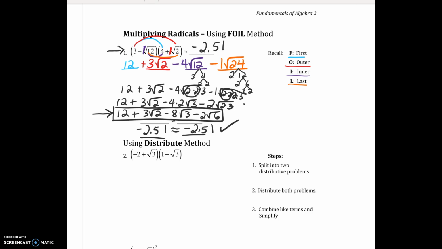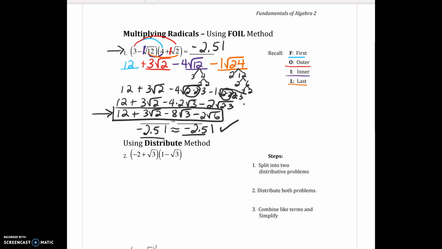We keep the 12. We keep the plus 3 square root 2. We take out a 2 from one of our circles, and we take out another 2 from one of our circles. And then re-multiply out what we can multiply. Nothing combines here, so I'm going to box off my final answer. They're all different radicals.